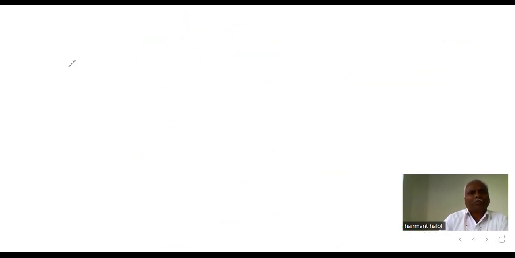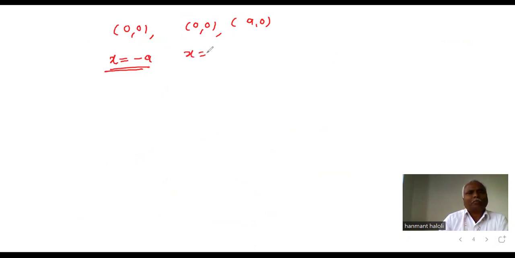Now we have all the points. First, list out the points. We got the origin (0, 0), and the curve also passes through (0, 0). We got one more point, (a, 0), where x = a and y = 0, intersecting the axes. We got x = minus a as an asymptote line, and x = a as the equation of a tangent to the curve.